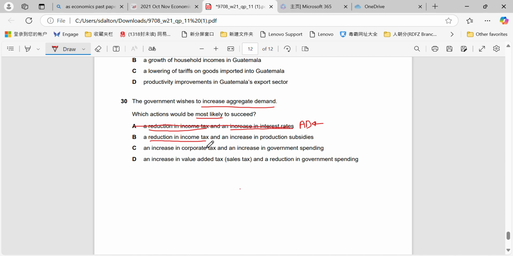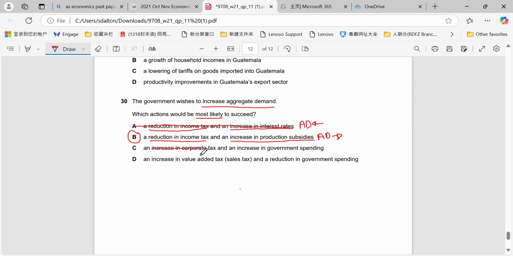Reducing income tax, expansionary fiscal, increasing production subsidies. Yeah, that would help to move AD to the right. Increasing production subsidies would help to increase demand on the domestic market. Reducing income tax would provide more consumer expenditure and more investment maybe into the economy as well.